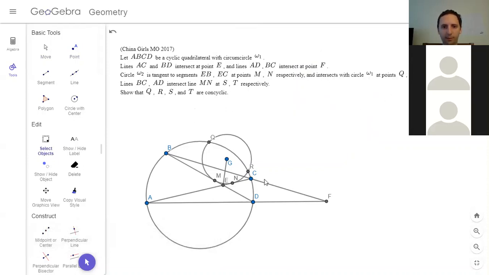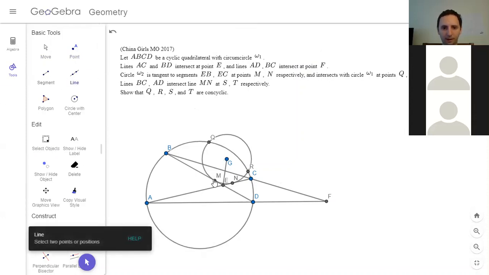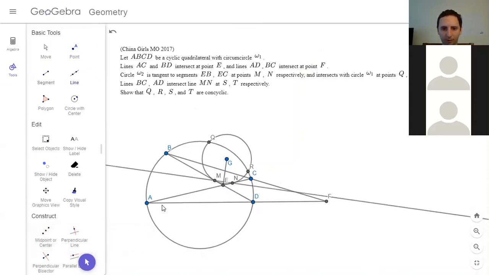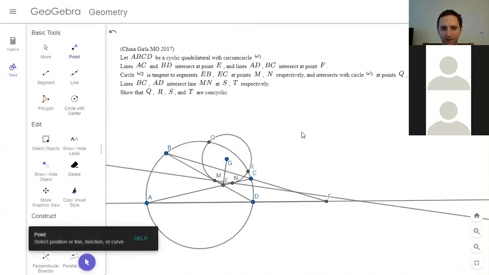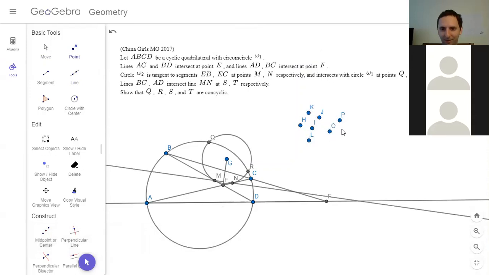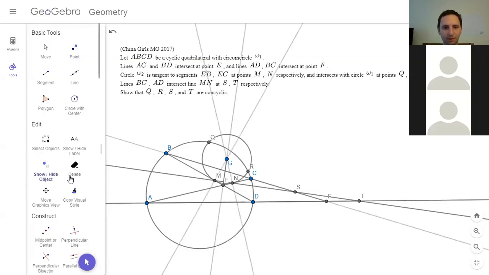And then lines BC and AD intersect MN at S and T. Oh wow, this is a tricky one. S and T, all right. So it intersects BC at S and AD at T. We want to show QRST is cyclic. Interesting.